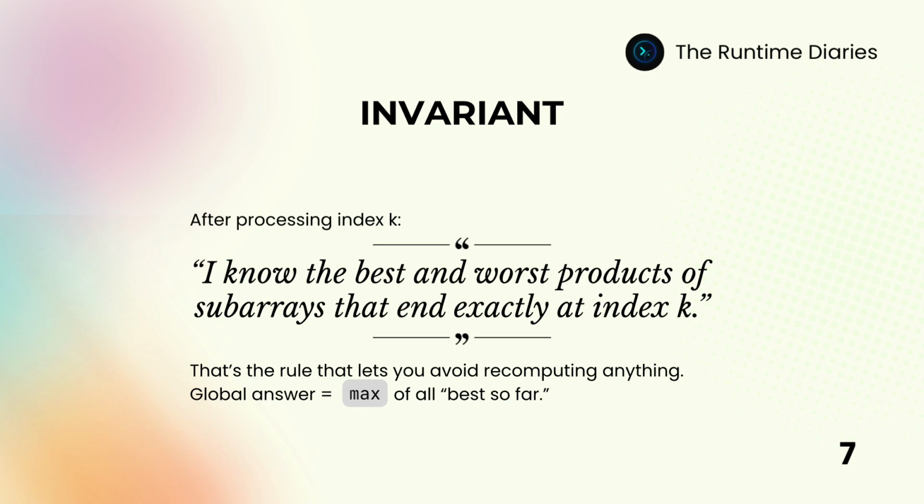This brings us to our core rule, or what's called the invariant. After processing index k, I always know the best and worst product values of any subarray that ends at that position. That means when I move to the next index, I don't need to go back or re-multiply. I just extend from the information I already have. The global maximum product is simply the largest best so far value across the entire array.